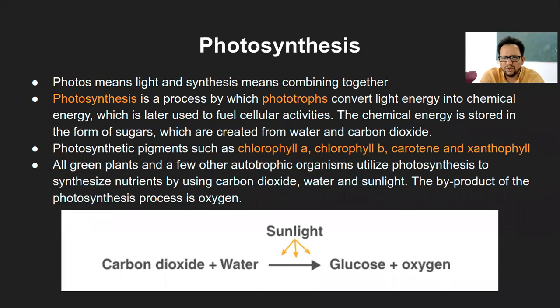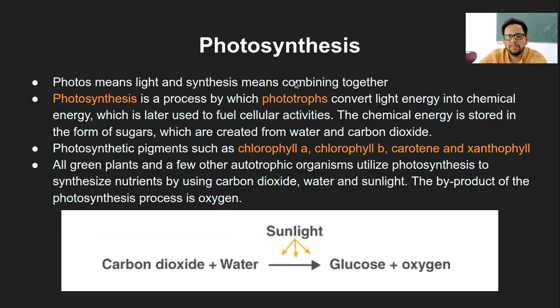So you obviously know what photosynthesis means. Photos means light. Synthesis means combining together or something forming new. So that is what photosynthesis is. That's where the word is coming from. It is a process by which the phototrophs convert light energy into chemical energy, which is later used as energy for the cellular activities. That is a commonly known fact.